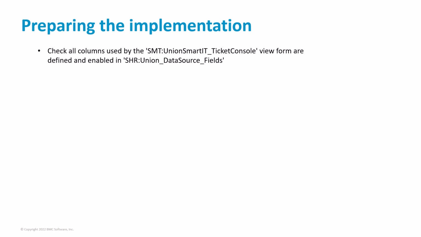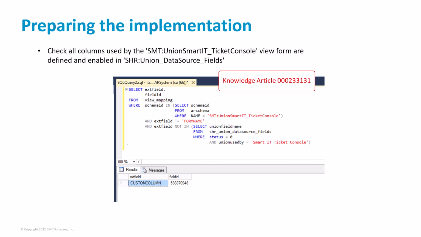So let's go over some steps we can take to prepare for a successful implementation. The first step would be to assure that all columns used by the SMT Union SmartIT Ticket Console view form on that system are defined and enabled in the SHR Union Data Source Fields form. To help with this step, a knowledge article has been created that includes SQL that queries AR System's metadata tables to retrieve all columns used by the fields on the Ticket Console view form and checks if it can find an enabled record for all those fields in the Data Source Fields form.